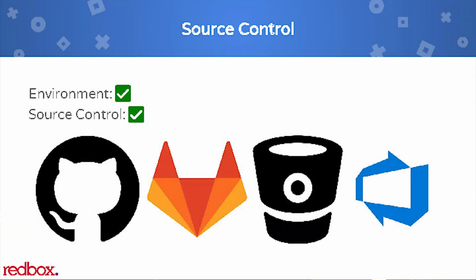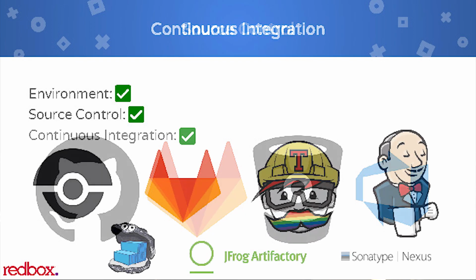Source control. There's a lot of great source control options today. You can use GitLab, GitHub, Bitbucket, Azure DevOps. A lot of great things in each of them. But at the end of the day, pick one. You have code that you want to write, and you have to store it somewhere. So pick one. We got it? Cool. All right.